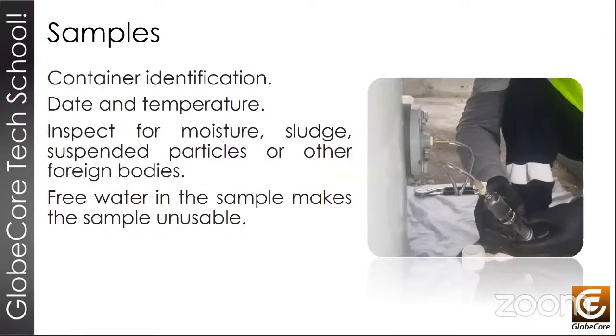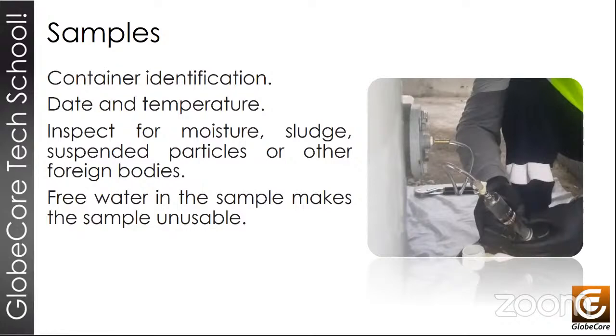So a very important factor that can really affect the results of a breakdown voltage test is the quality of the sample collected from the transformer. A poorly collected and a contaminated sample can distort the results of the test. So it's very important that we take the following steps during the sampling process.